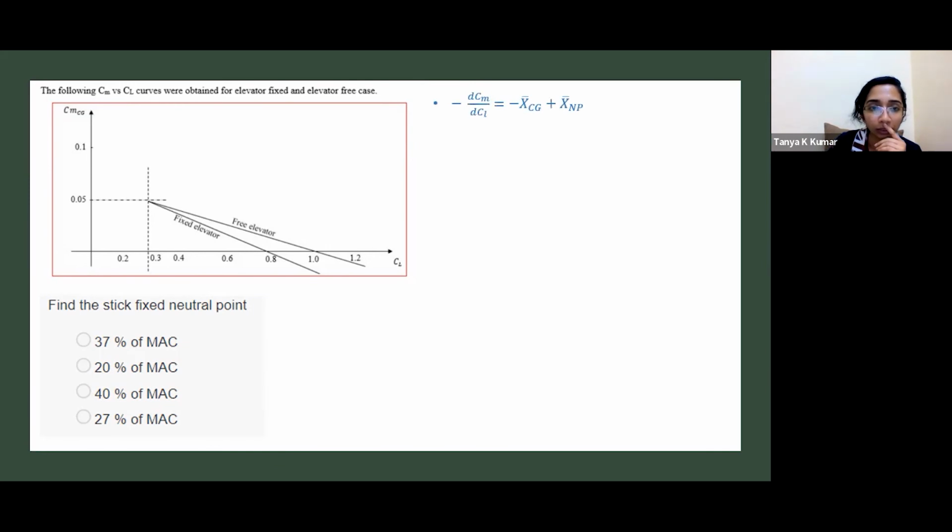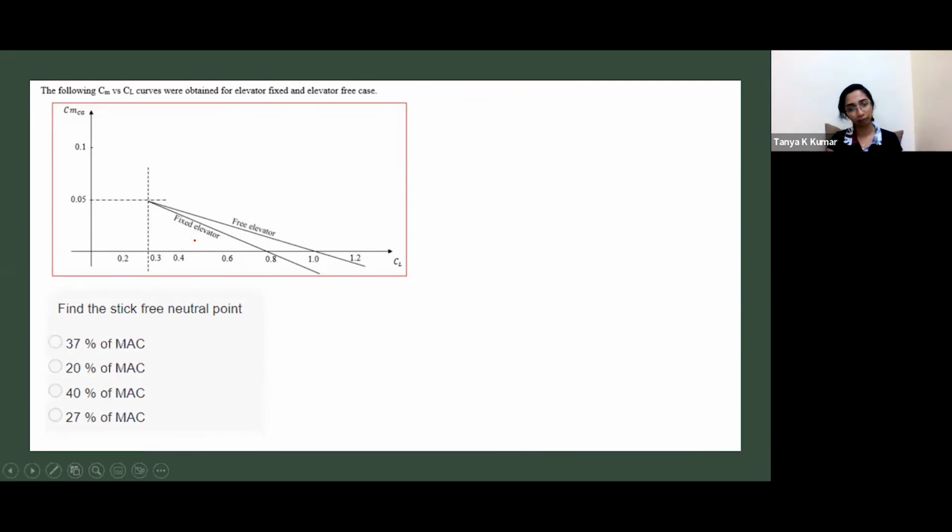Okay. So the question has given you the CG location. You need to find out the X bar NP, right? The CG location is given to you. This dCM upon dCL, this is what? This is static margin. Right. So your static margin is given to you. The negative of the static margin is actually given to you. You can calculate this value from the graph for the stick fixed case and then calculate the X bar NP. Similarly, you can do for the stick free case by taking dCM upon dCL of the free. This is stick fixed, this is stick free. In this question, we need to use this value, the slope of this line. So it will be the higher slope.